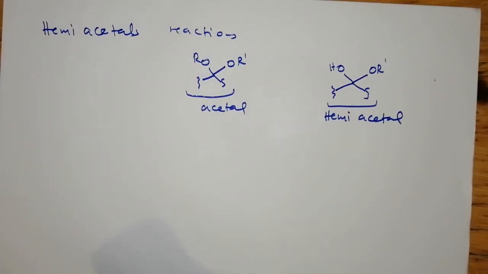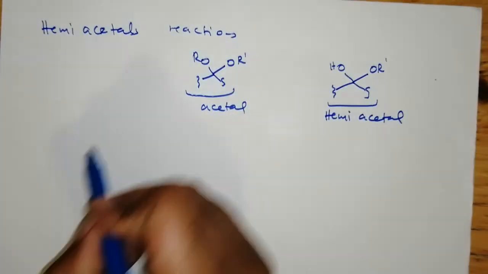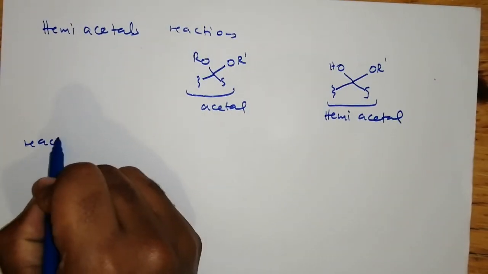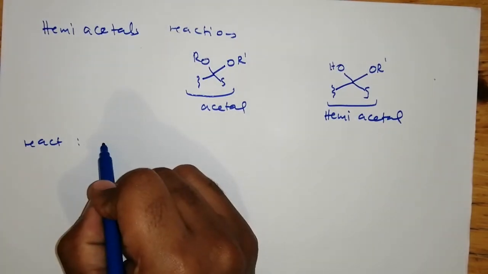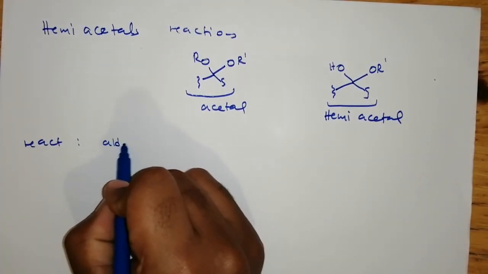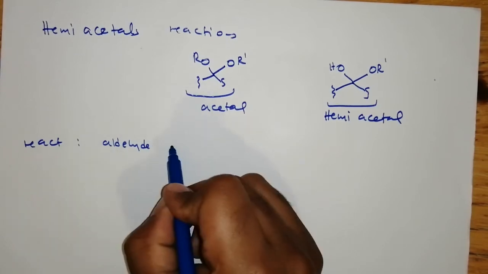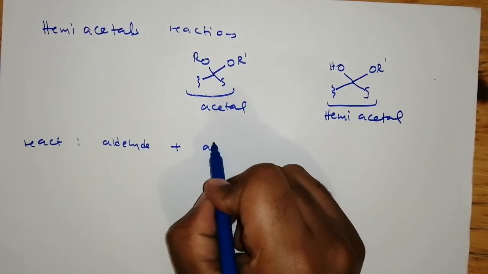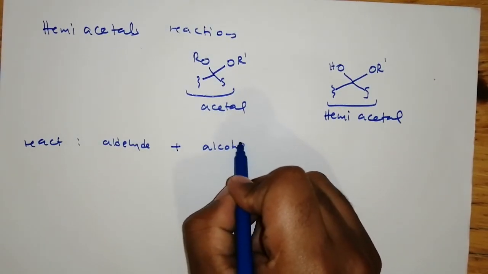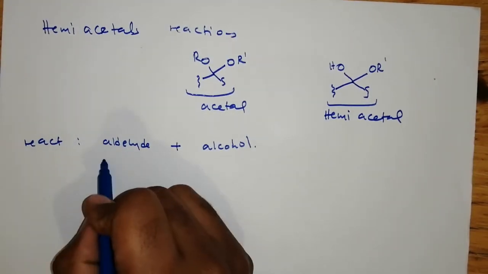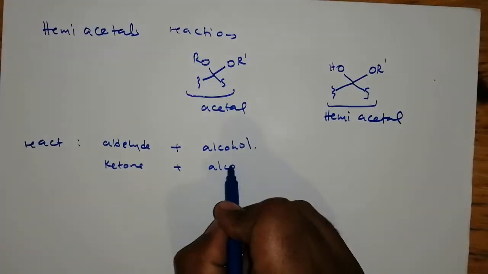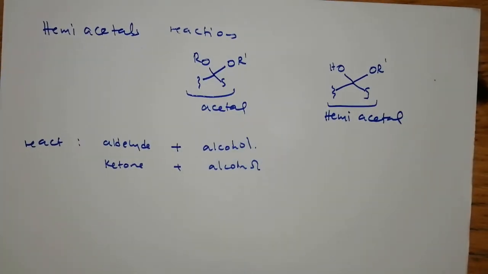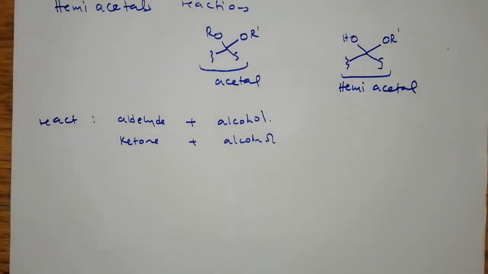Hemiacetal reactions. In order for us to form hemiacetals, we're going to react an aldehyde and add an alcohol, or we're going to react a ketone and add an alcohol. So let's just do one.